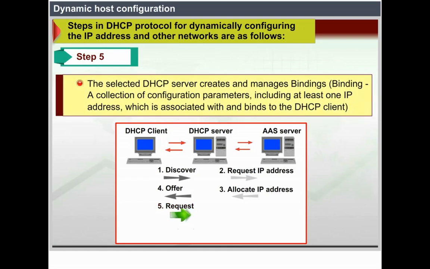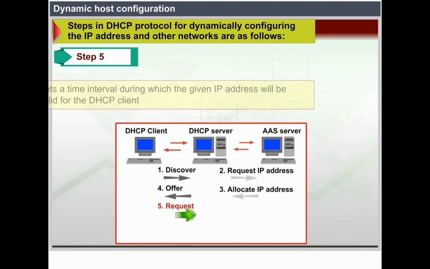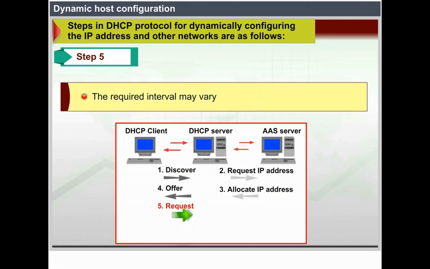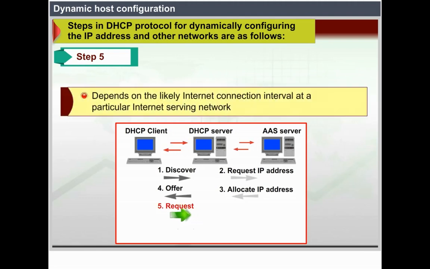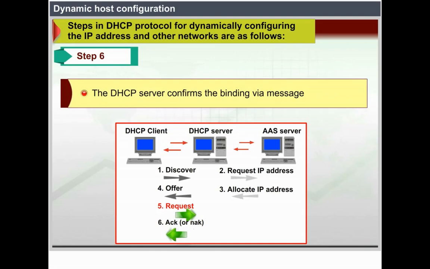Step 5. The selected DHCP server creates and manages bindings, a binding being a collection of configuration parameters including at least one IP address which is associated with and binds to the DHCP client. It sets a time interval during which the offered IP address will be valid for the DHCP client. The required interval can vary. It depends on the likely internet connection interval at a particular internet serving network. Step 6. The DHCP server confirms the binding through a message.